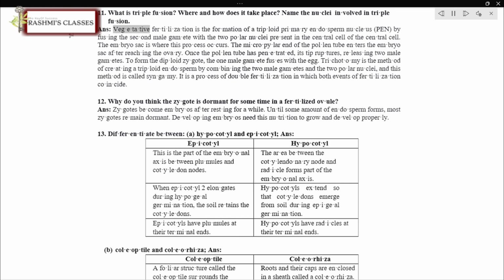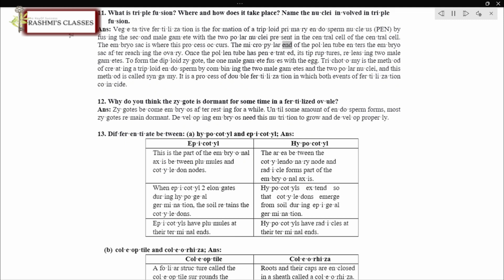Ans. Vegetative fertilization is the formation of a triploid primary endosperm nucleus, PEN, by fusing the second male gamete with the 2 polar nuclei present in the central cell. The embryo sac is where this process occurs.